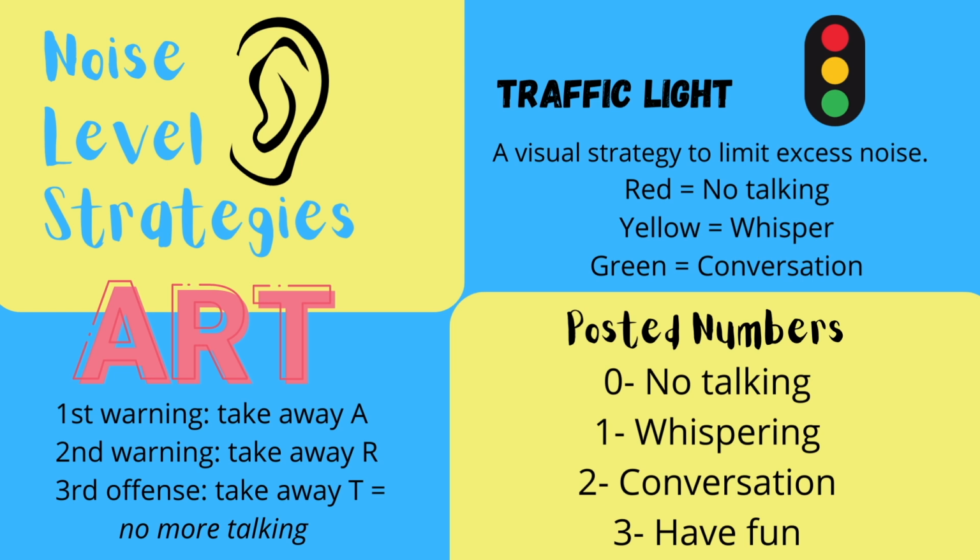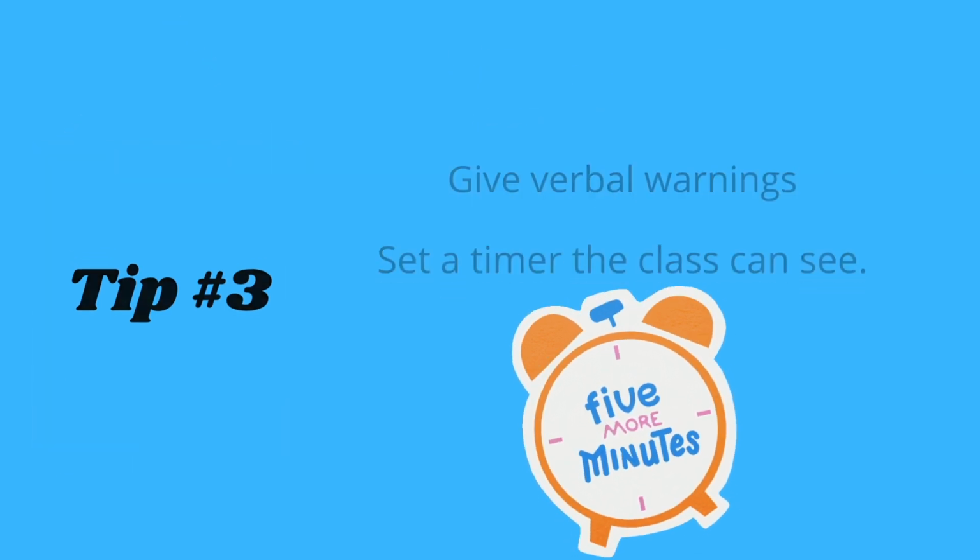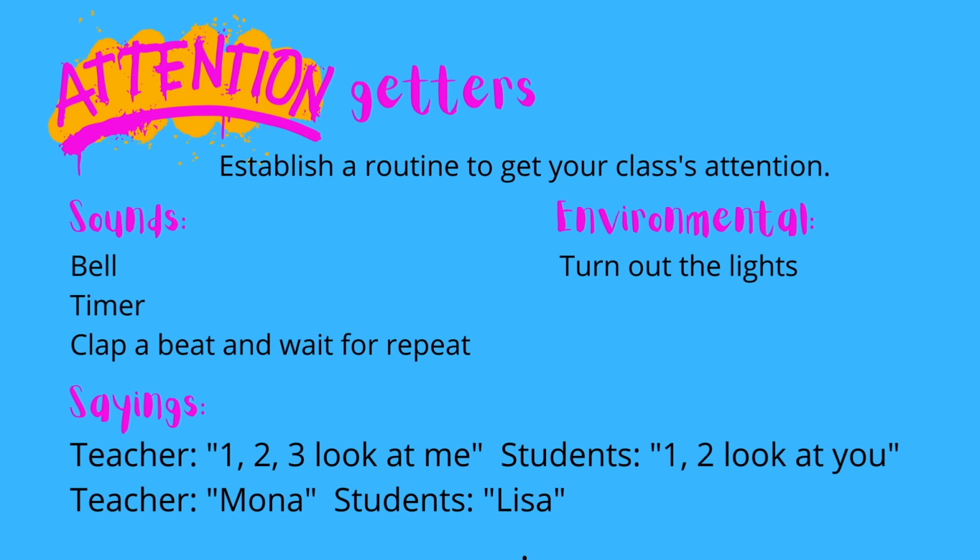Using a traffic light is another visual strategy. Red means no talking, yellow is a whisper, and green is conversation. You could also post numbers on the board, 0, 1 through 3, meaning no talking, whispering, conversation, and have fun. Tip number 3 in transitions focuses on timeliness. You want to make sure you're giving verbal warnings, or you can even set a timer so that the class can see it.